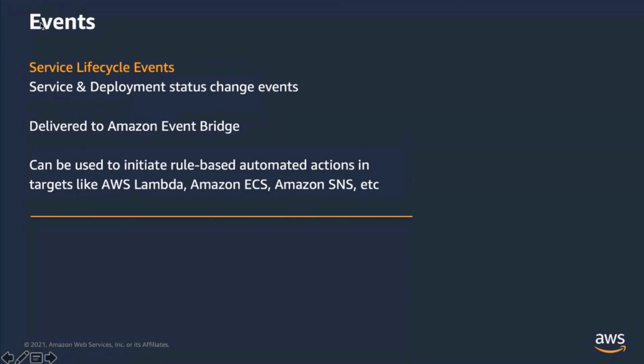And events wise, we do deliver any status change events on either service creation, updates, or deployments to Amazon EventBridge. And you can use these events if you want to hook up rule-based automated actions that you want to take in targets like Lambda or ECS or SNS. And we also log all the App Runner API calls that you're making to CloudTrail for auditing.